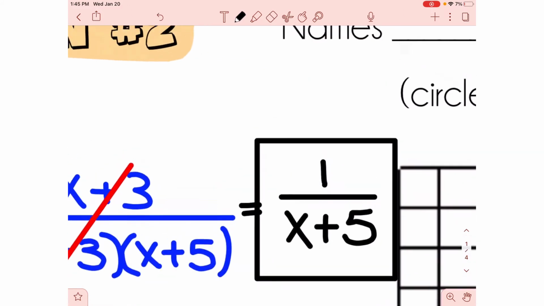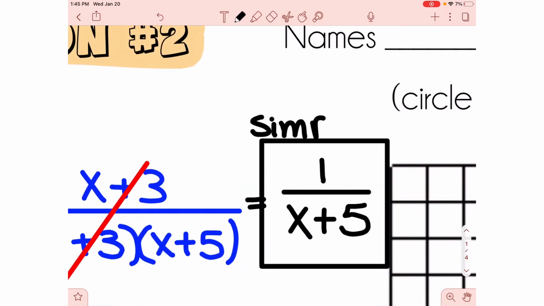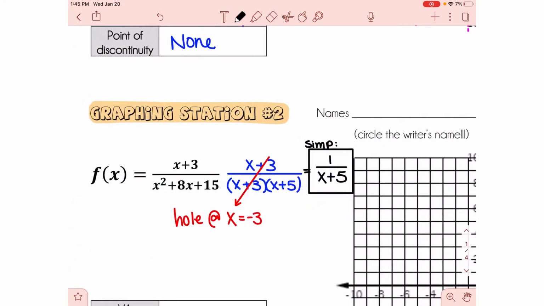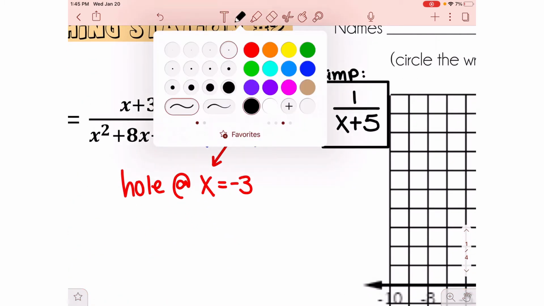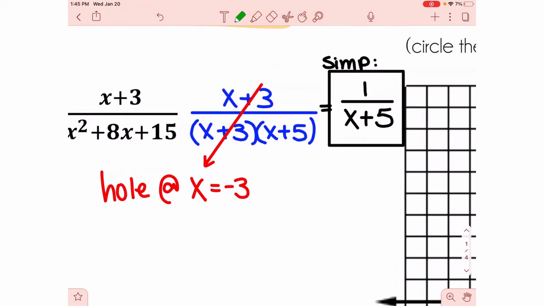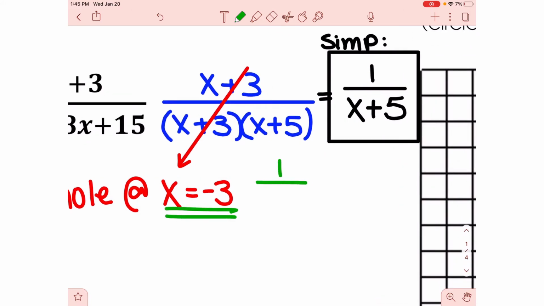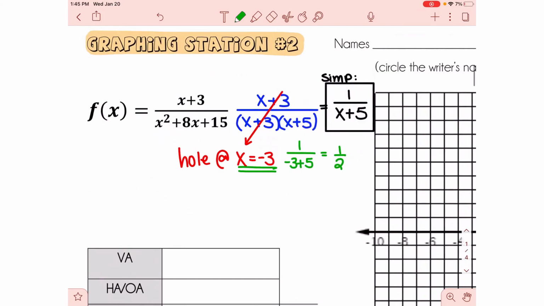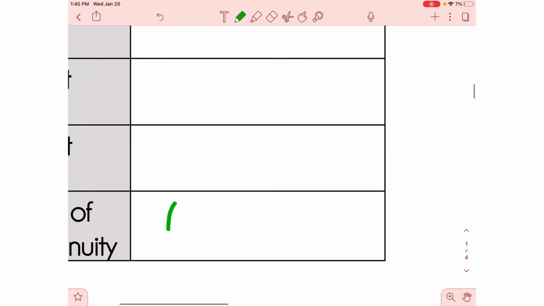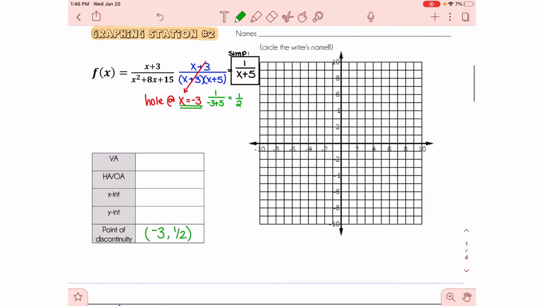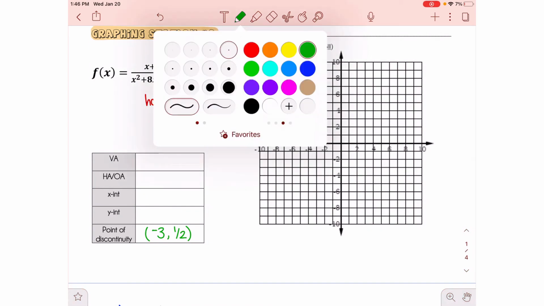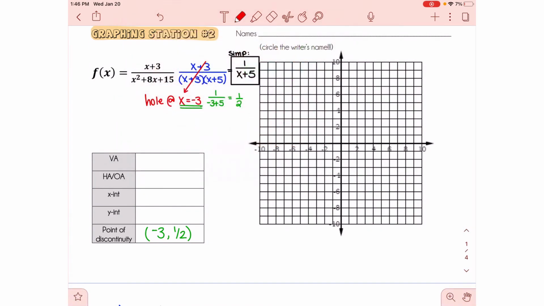I am going to finish this entire problem by looking at the simplified version only. So to find the y value of the hole, I am going to take x equals -3 and plug it into the simplified version. So -3 plus 5 is 2. So 1/2 is the y value of the hole. So it was -3 and then 1/2. Okay, now look at the simplified version and figure out the rest of this stuff from that.